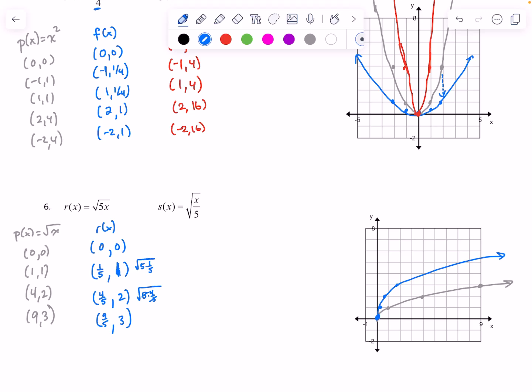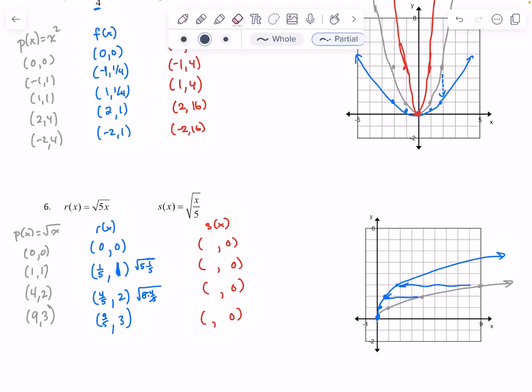Imagine squeezing the gray function towards the y-axis, and that's going to map each of those points to its corresponding horizontal shrink. So this was a horizontal shrink when we had the 5 in there. For S of x, this other one is going to be a horizontal stretch. It's as if we take hold of the gray one and pull it outward. So it's going to end up looking shorter as well, but we're moving in the other direction. This time for S of x, we're going to multiply all of our x coordinates by 5.